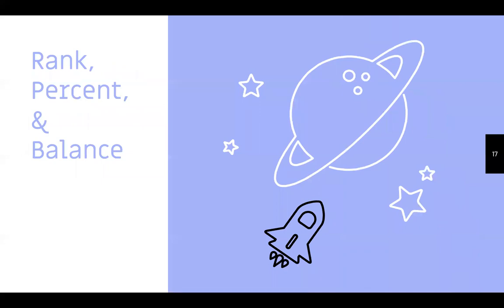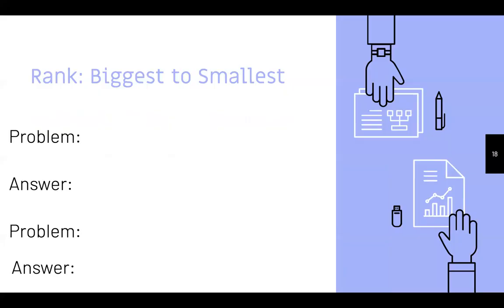So now let's move on to rank, percent, and balance. So let's start with ranking them biggest to smallest. Now, right, these are the fraction form of these ratios, right? And we want to compare them. Well, there are many ways we can solve this problem. Looking at this problem, you can do many things.